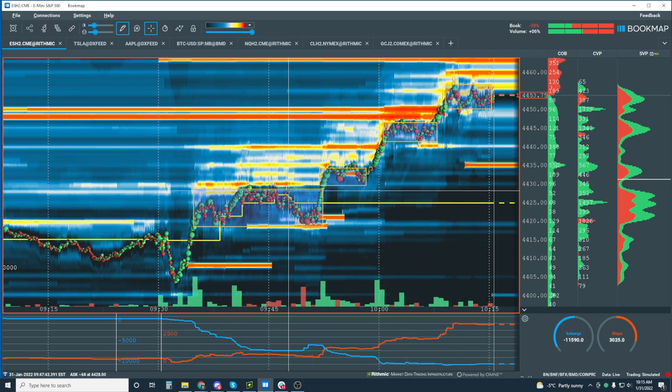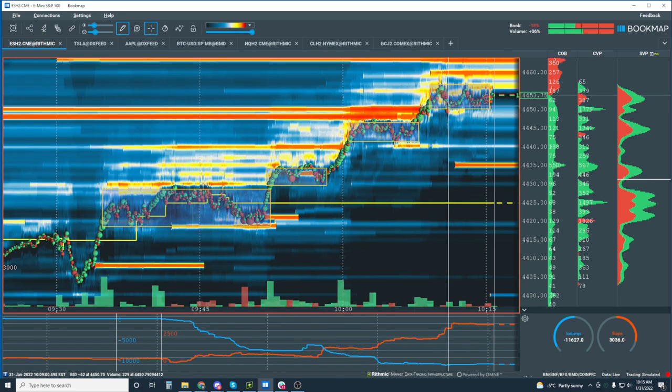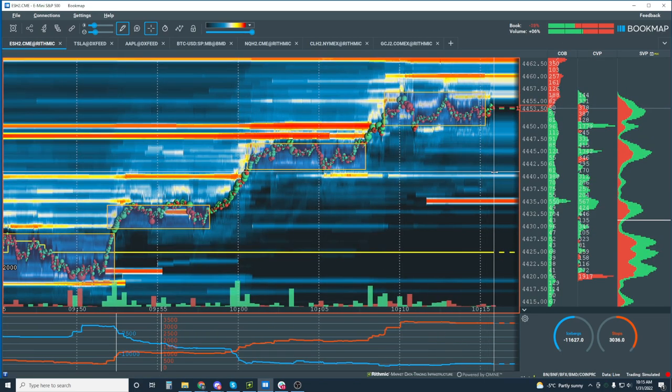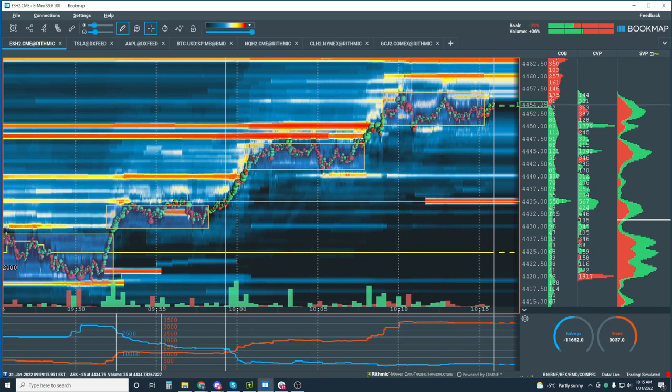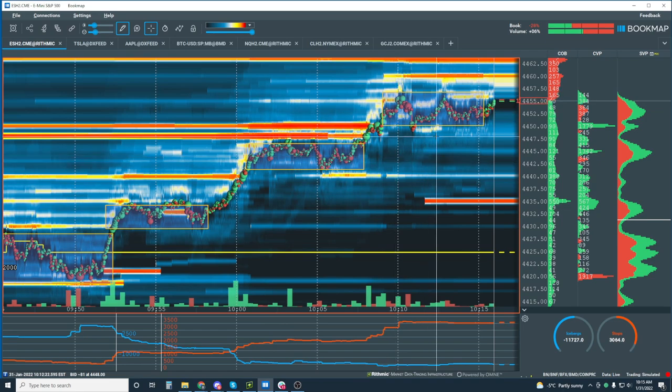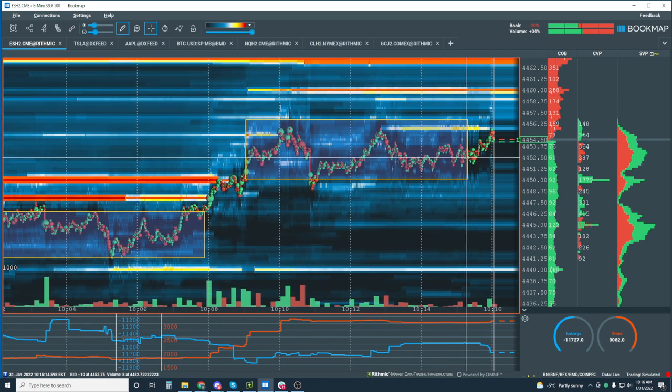Whereas down here, pretty strong buying, but you can see that it kind of retests back to where it broke from. Okay, just starting to understand some of the areas in the structure here. Okay, here come our buyers. They're coming back in here.